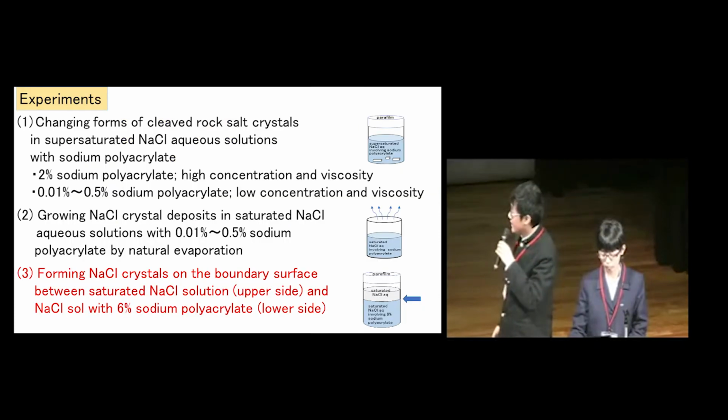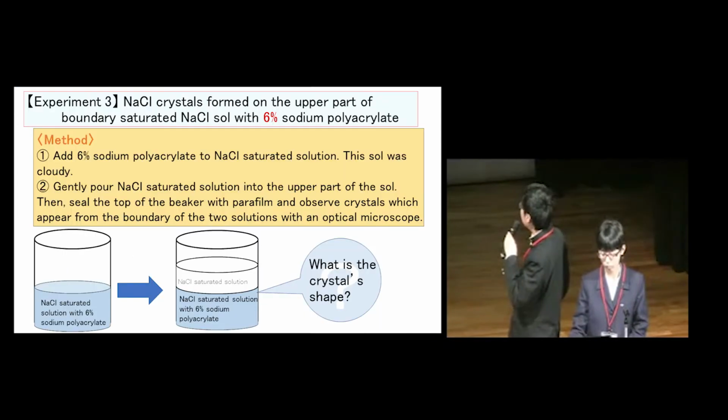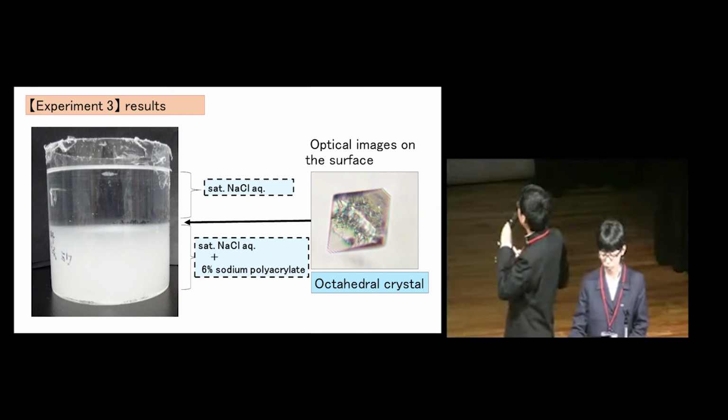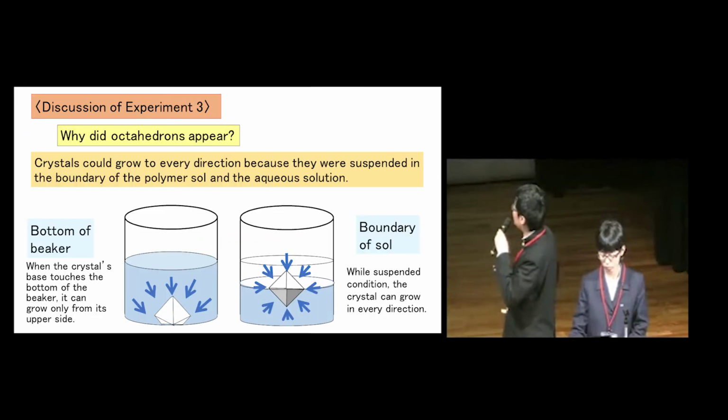Next, experiment 3: forming NaCl crystals on the boundary surface between saturated NaCl solution and NaCl salt with 6% sodium polyacrylate. We added 6% sodium polyacrylate to NaCl saturated solution and poured NaCl saturated solution into the beaker. This is the result. Octahedral crystals appeared. So why did octahedrons appear? We thought crystals can grow in every direction in a suspended condition.